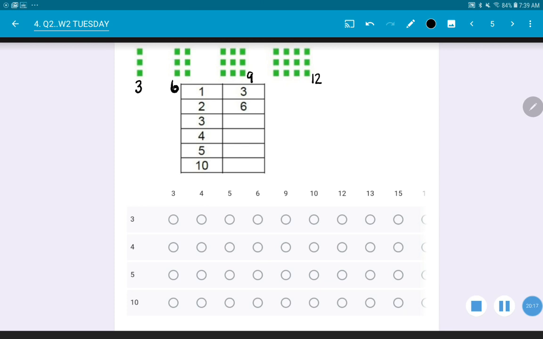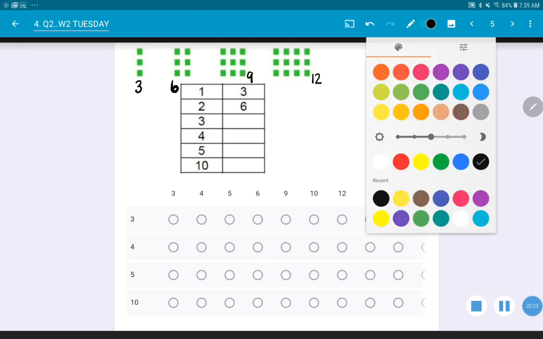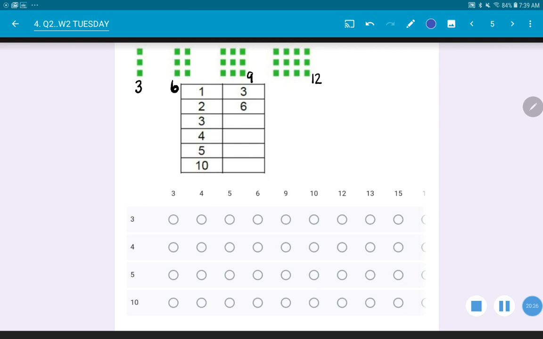So looking at that, I can see they've got it nice and organized for us into arrays. I'm going to switch colors here real quick. So the first time I have one column with 3 rows, and I can see that that would represent 1 times 3. Next I have 2 columns with 3 rows. 2 times 3 equals 6. Now I have 3 columns with 3 rows. So 3 times 3 equals 9. Next I have 4 columns of 3 rows. 4 times 3 equals 12.